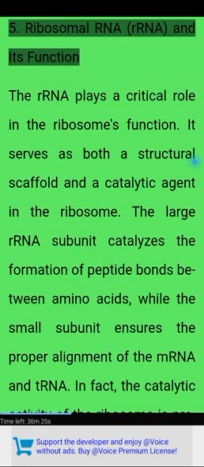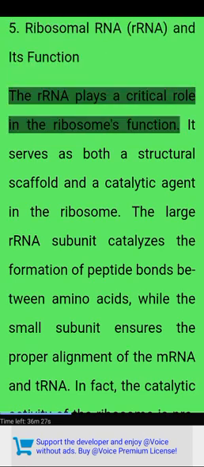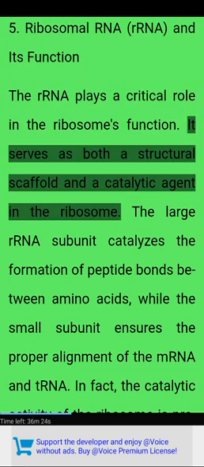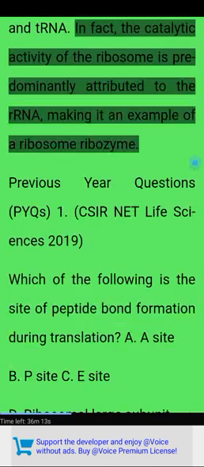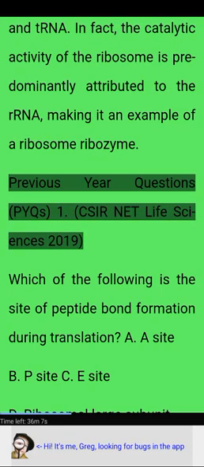5. Ribosomal RNA, rRNA, and its function. The rRNA plays a critical role in the ribosome's function. It serves as both a structural scaffold and a catalytic agent in the ribosome. The large rRNA subunit catalyzes the formation of peptide bonds between amino acids, while the small subunit ensures the proper alignment of the mRNA and tRNA. In fact, the catalytic activity of the ribosome is predominantly attributed to the rRNA, making it an example of a ribozyme.